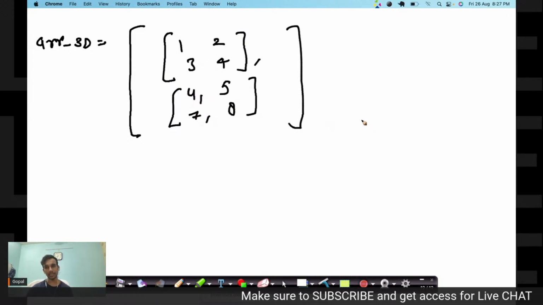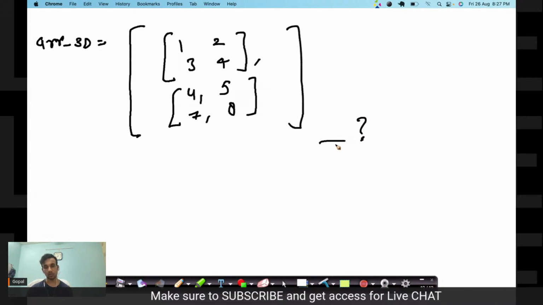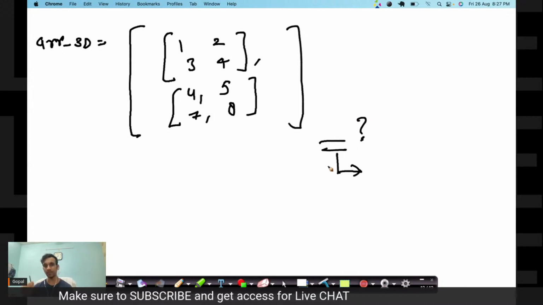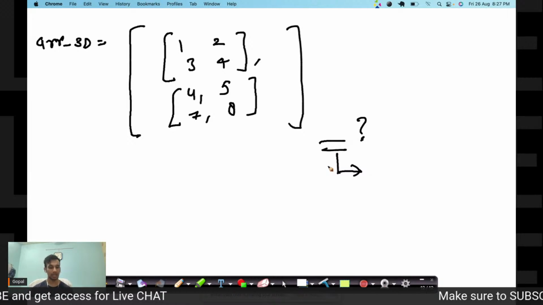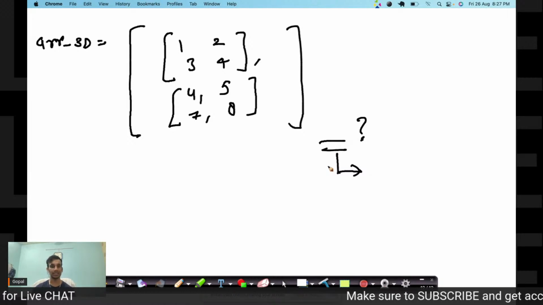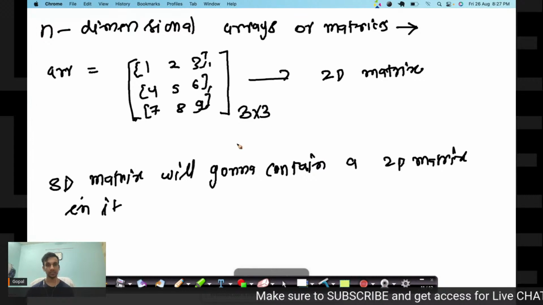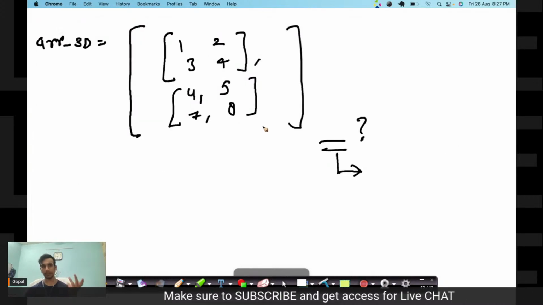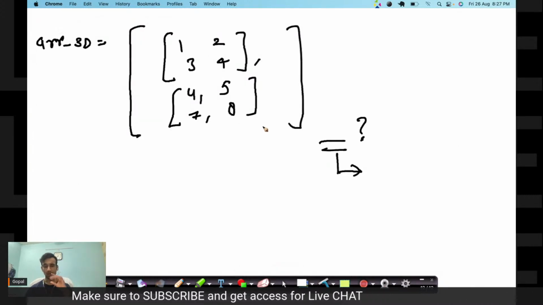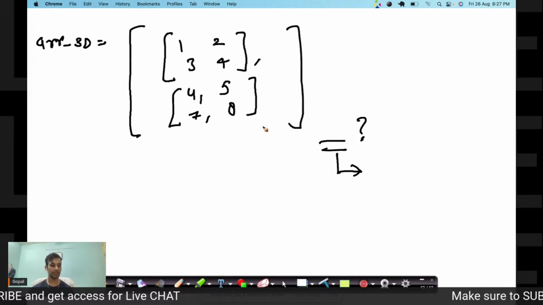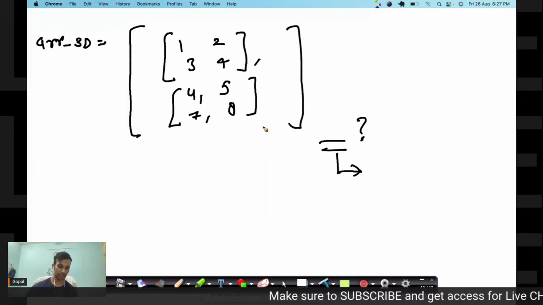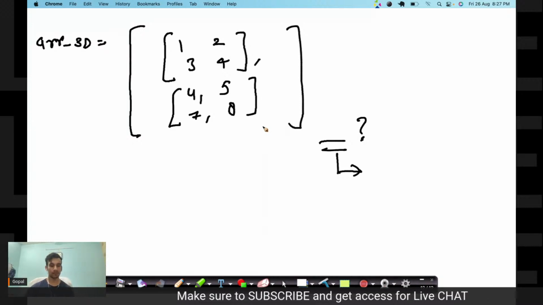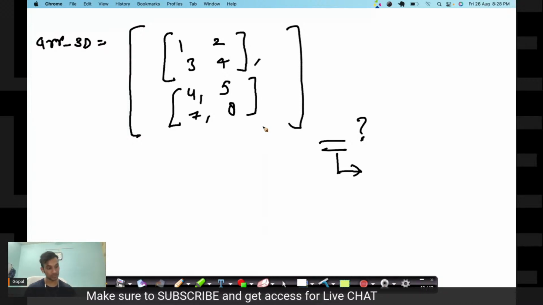Can anyone here tell me what will be the order here? What exactly will the order be for this 3D matrix? I'm waiting for your responses, guys. I would like to know your understanding, your perspective here. Come on, I know you can tell me this, right?